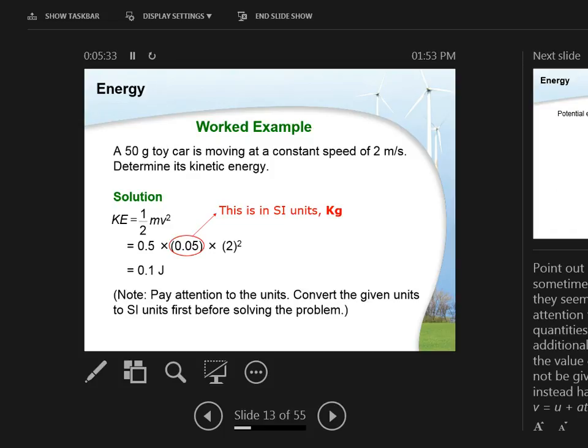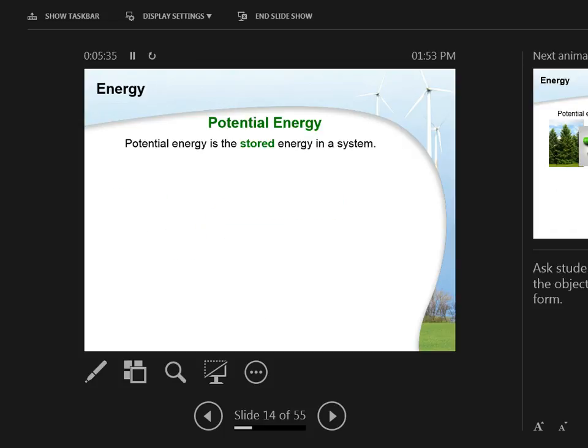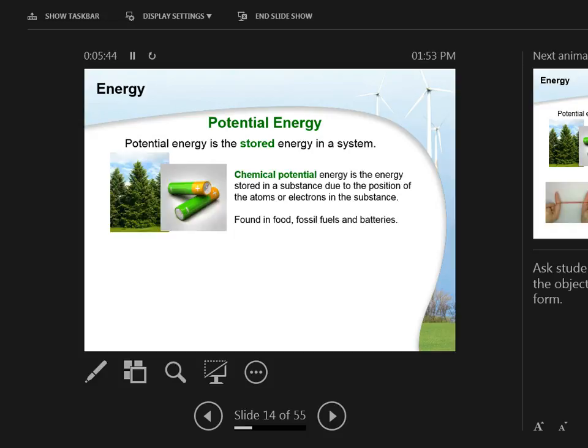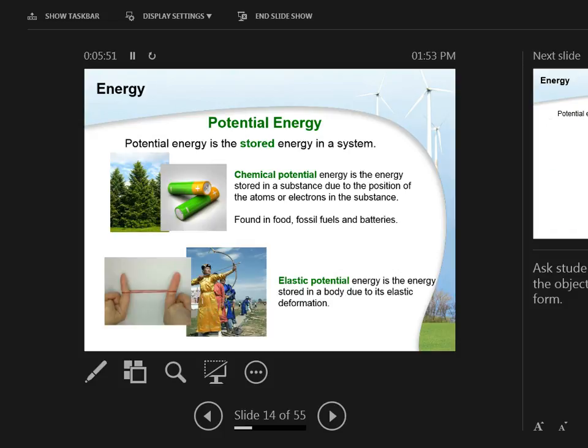Straightforward, basic. Next, potential energy is the stored energy in a system. Then it has a potential to do work. So we have chemical potential energy found in food, fossil fuels, and batteries. You have your elastic potential energy in your rubber band, in a bow and arrow.